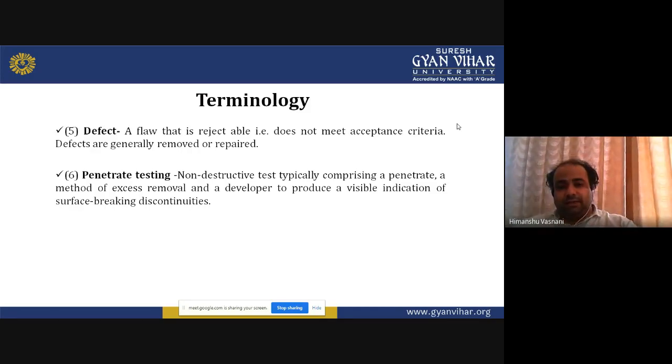Okay, penetrant testing. They usually use a penetrant, which is a method of excess removal and a developer to produce visible indications of surface breaking discontinuities. What they do is, after a certain kind of inspection, at some areas where proper inspection cannot be done, they go for a visible indication test, in which they apply a penetrant, and then they check the surface for the various discontinuities.